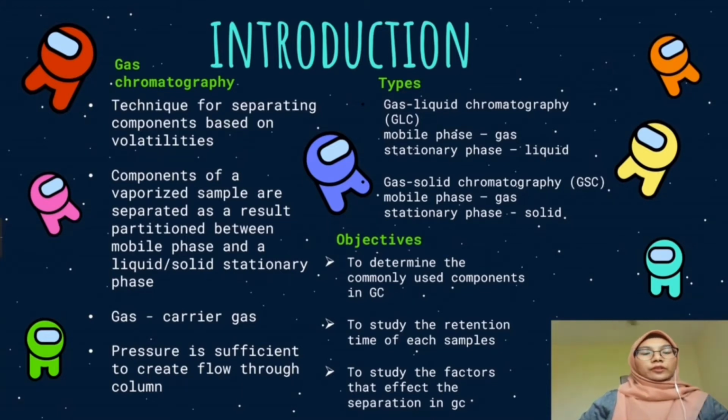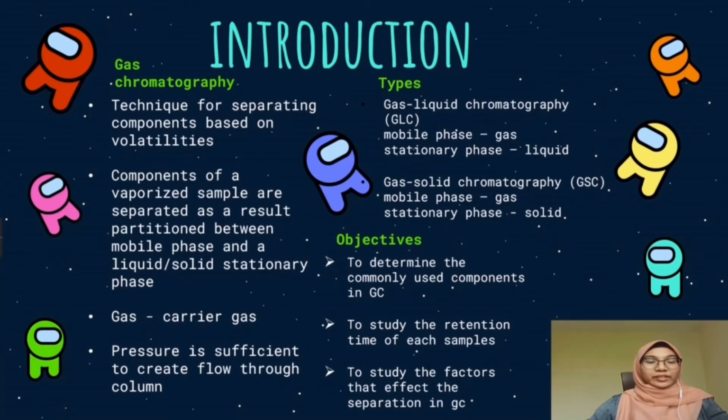There are two types of GC. The first one is gas-liquid chromatography, GLC, which means the mobile phase is a gas and the stationary phase is a liquid. The other one is gas-solid chromatography, GSC. The mobile phase is gas and the stationary phase is a solid.